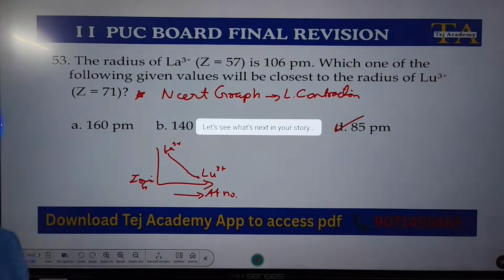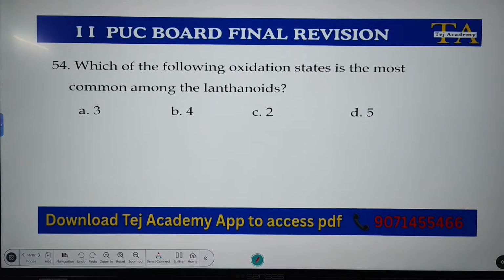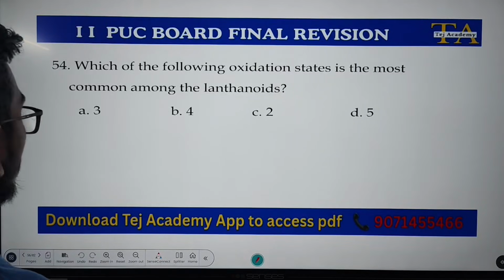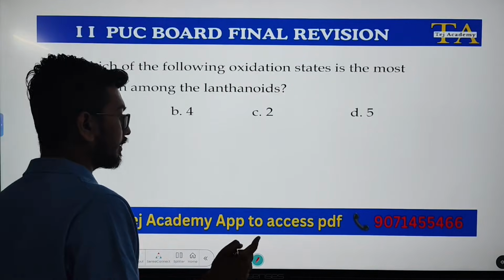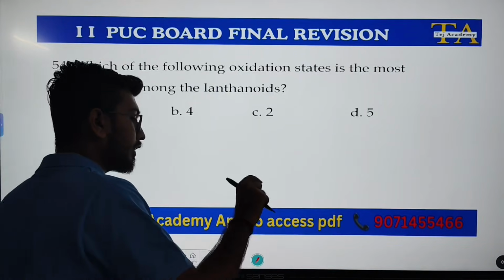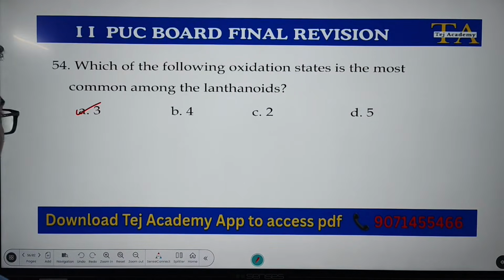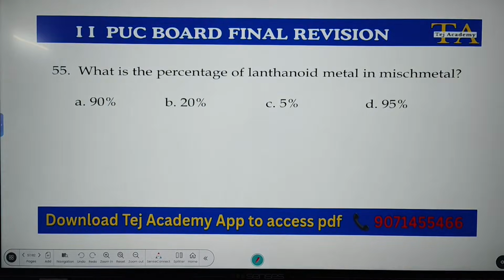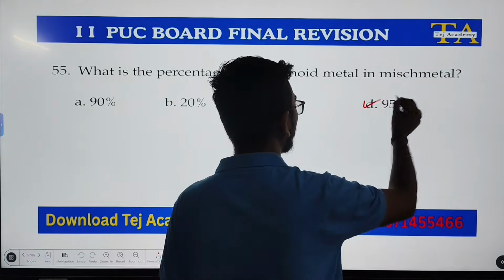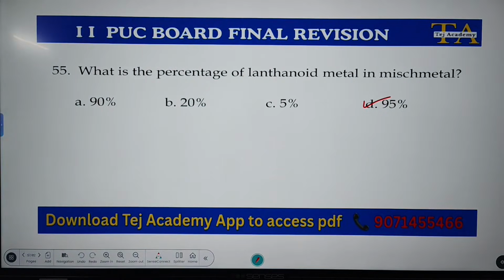54 question. Which of the following oxidation states is the most common among the lanthanides? Most common. So we know that scandium has +3. Along with that, the majority of the elements will show +3 oxidation state. So option A is the right answer. What is the percentage of lanthanide metal in mixed metal? So we know that 95% is lanthanide. So 55, option D is the answer.